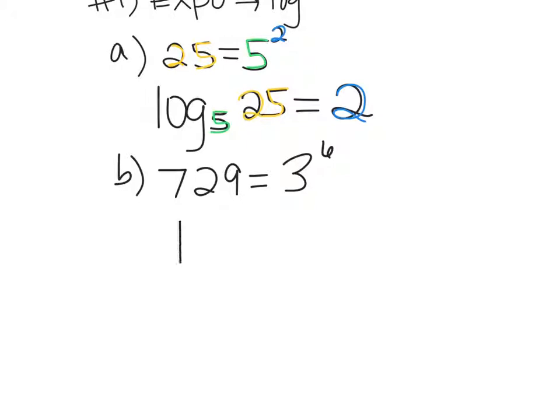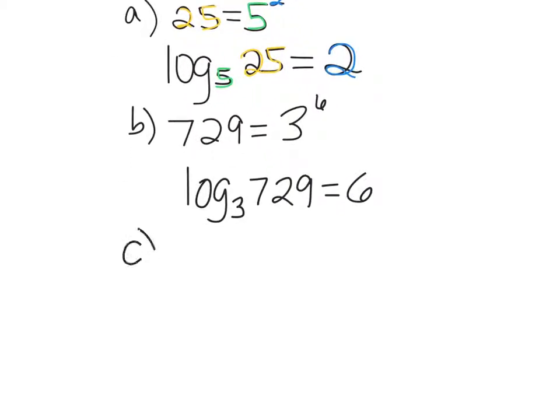So I'm going to write the log base 3. The base is what the exponent is sitting on. That's going to be that little number for the log. Log base 3 of 729 is equal to 6. That's it. Cool. Okay? That's all you have to do. Letter C.